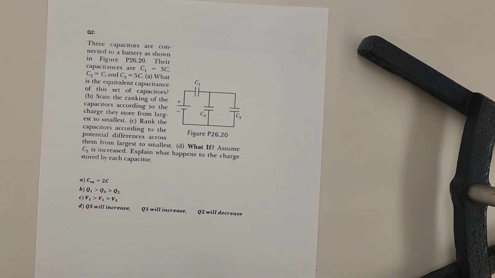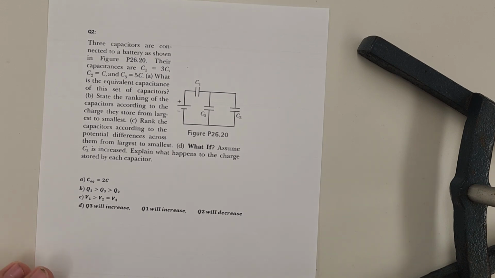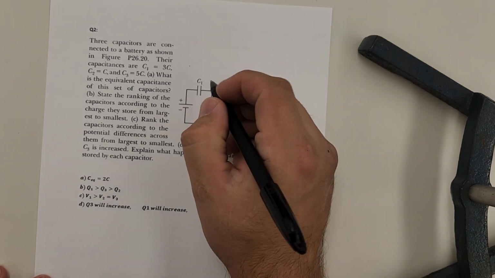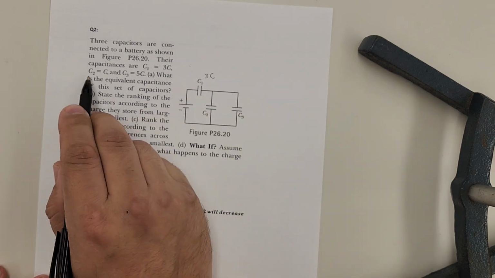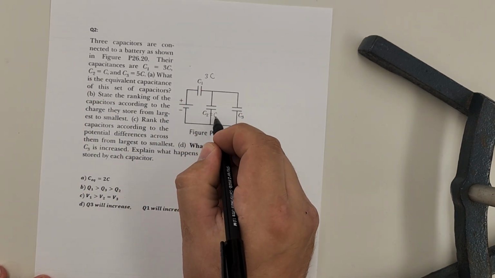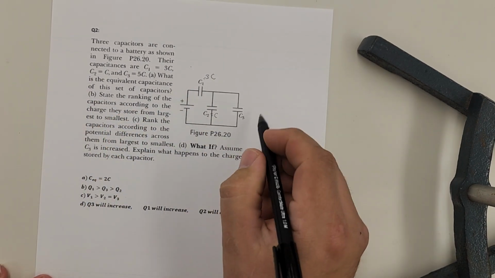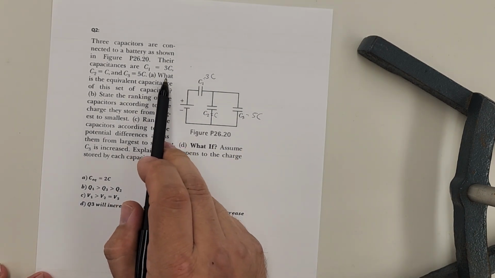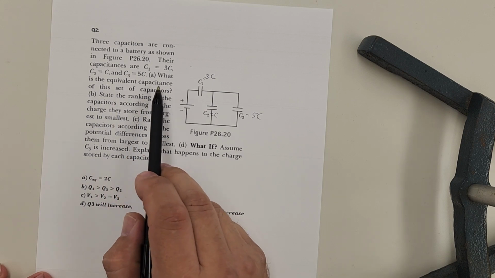Question 2. There are 3 capacitors that are connected to the battery as shown, C1, C2, and C3. They each have different capacitances. C1 is 3C, C2 is just C, and C3 is 5C. Part A, what is the equivalent capacitance of the set of capacitors?